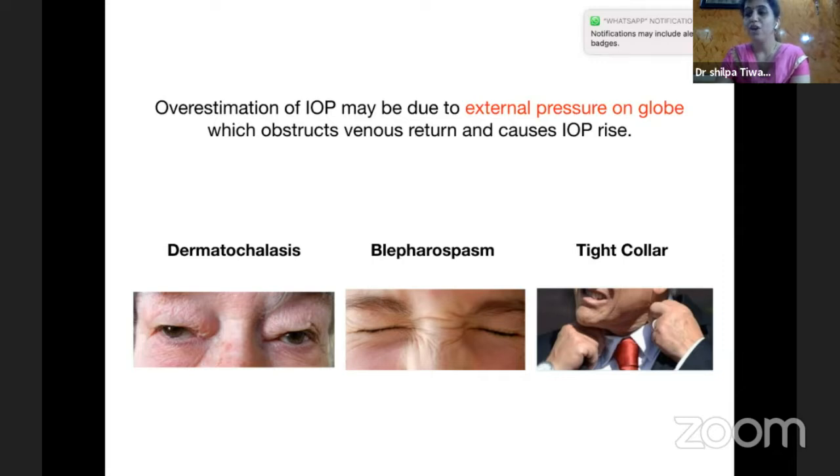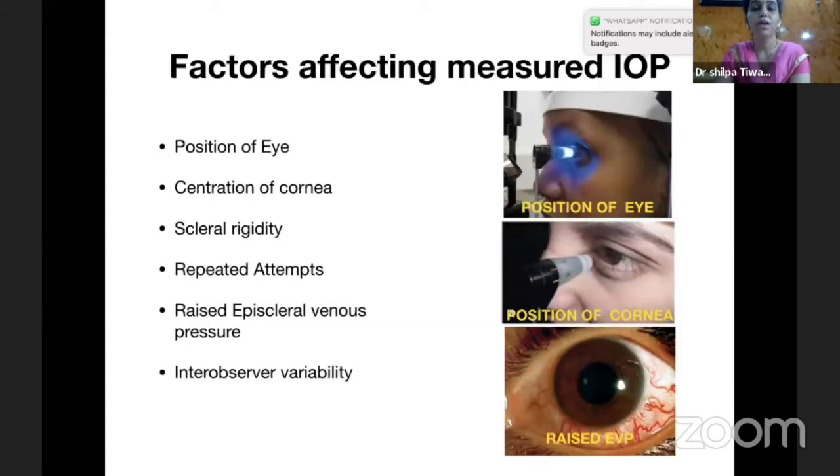So squeezing of eyes, small fissures, dermatochalasis, blepharospasm, and even tight collars will lead to an artificial increase in IOP. These are the small things that we should take into consideration. Now the position of the eye, even a 15-degree uplift of the eye will lead to false recording in IOP. Centration should be perfect. Even a little bit of paracentration will lead to false recordings.